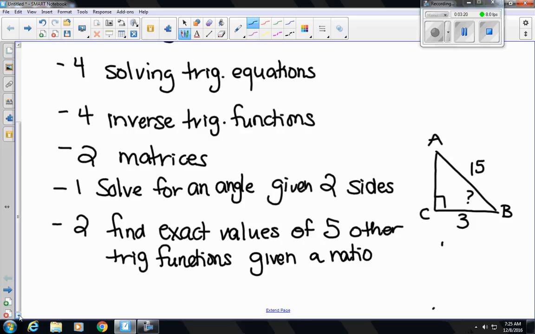Any questions on what's on your benchmark? If you made an A on both unit tests and you want to take the benchmark, can you do that? Certainly. But that grade counts, whatever you make. It's not a case of, oh, I didn't do too well, so let's not count it. If you take it, it counts as a test grade.